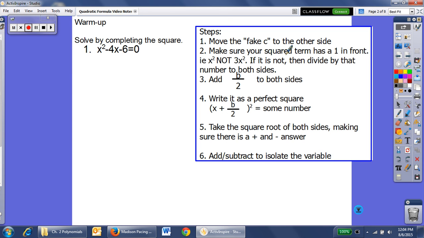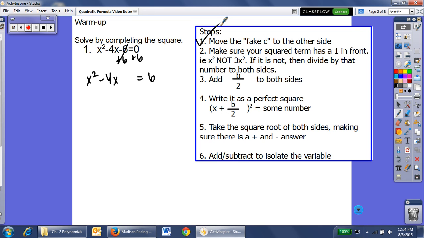Following these steps, first we're going to move the fake c to the other side. So here is a fake c, so we need to add 6 to both sides. We get x squared minus 4x equals 6. There's that canceling out. Step 1 is done.